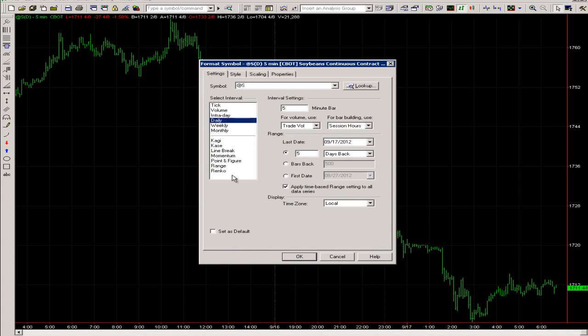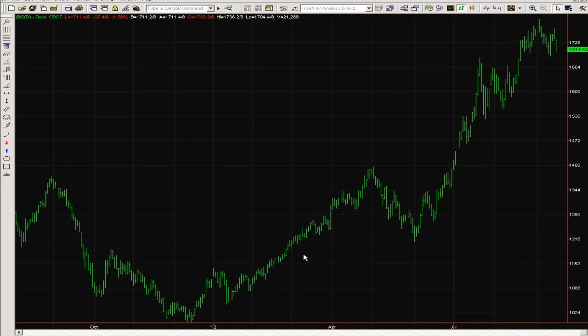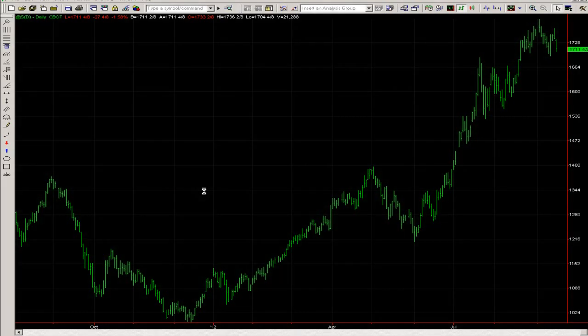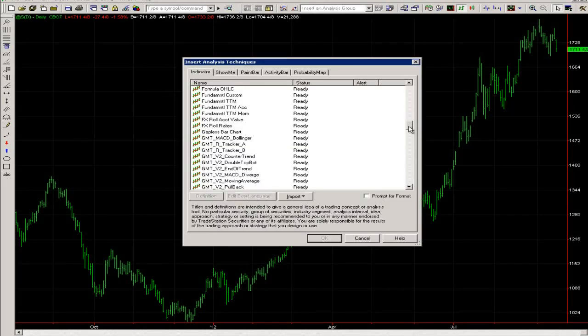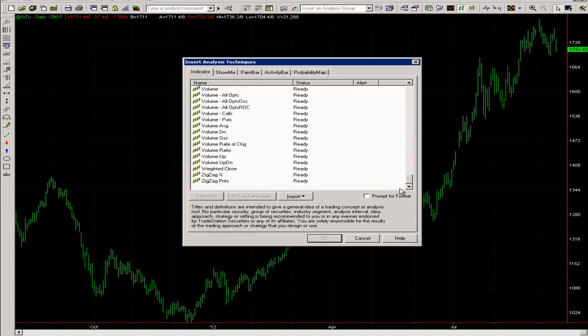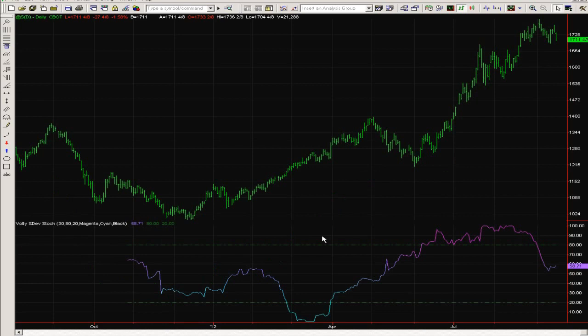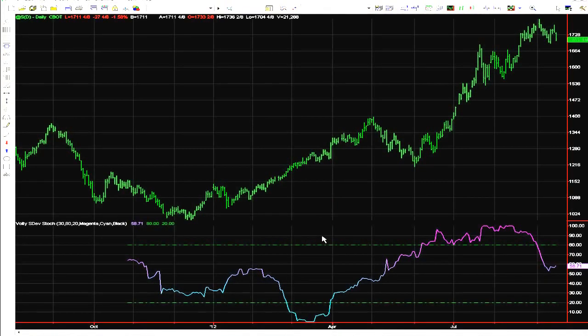Why are we going to go to a daily chart on soybeans? Why would we even bother bringing up a daily chart if we're trading intraday? What's the purpose of the daily chart, and what indicator do we have to put in? Yeah, the volatility. Beautiful. The reason we load up a daily chart with the volatility is we want to see what the market bias is. We want to see what the direction is, the market bias.